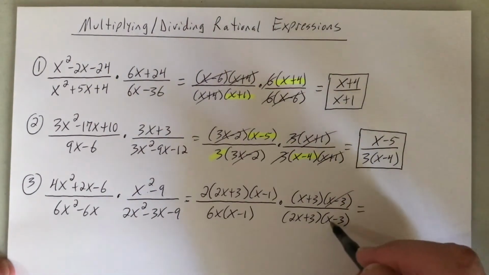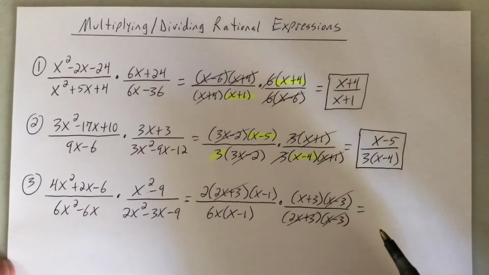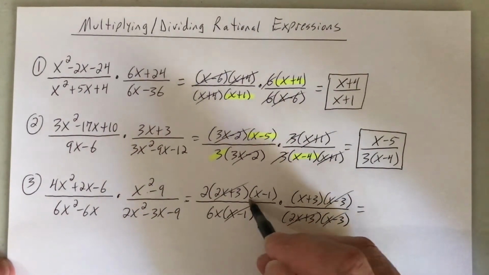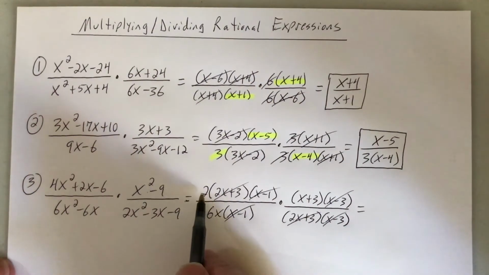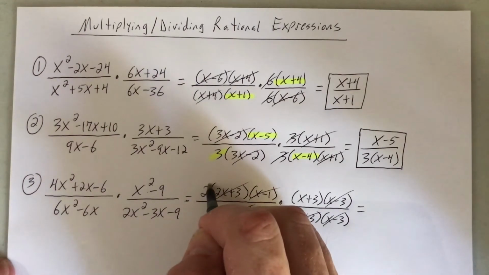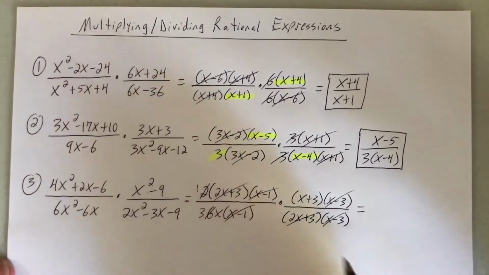So we have an x minus 3 and x minus 3. I got a 2x plus 3 and a 2x plus 3. Then I got an x minus 1 and x minus 1. And now you look here, I got a 2 and then I have a 6x. Well, the 2 and the 6 I can reduce. So 2 over 6 is 1/3. So that basically becomes a 1, and then this becomes a 3.